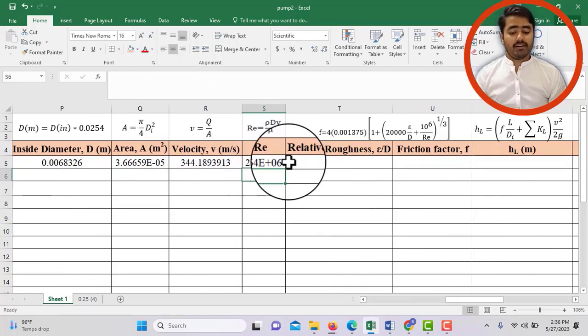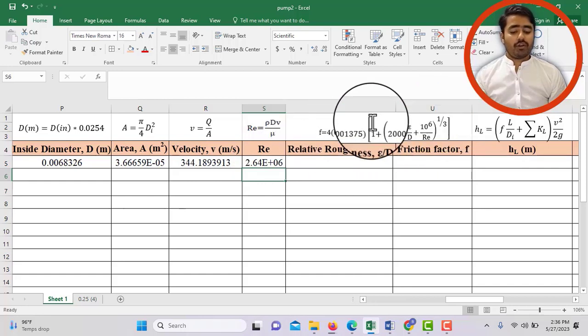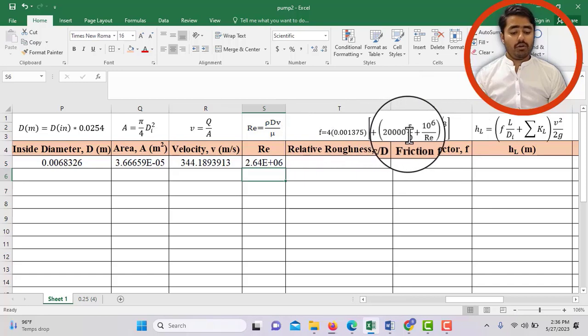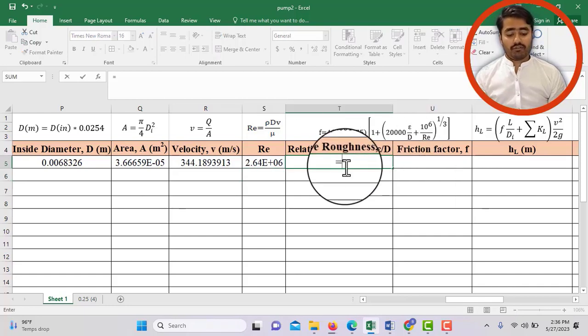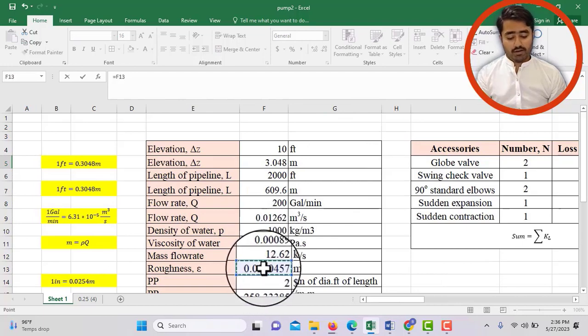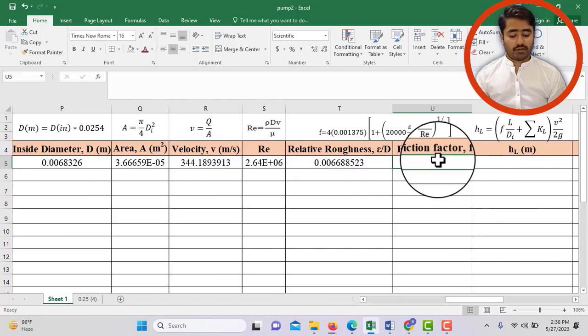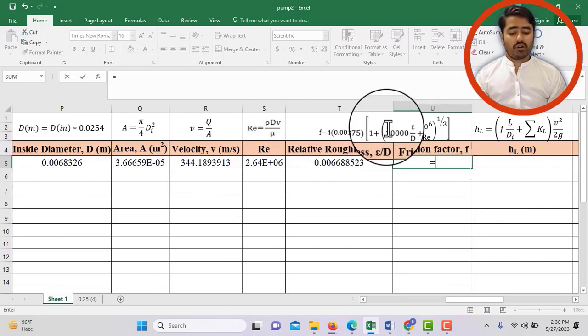As the Reynolds number is greater than 4000, we will use this formula for calculating the friction factor. As you know, the friction factor has this term, relative roughness. For calculating the relative roughness, you will divide the roughness by the inside diameter. So roughness is given to us, which is 0.40457, and divide by the inside diameter. In order to calculate the friction factor, I will use this formula.